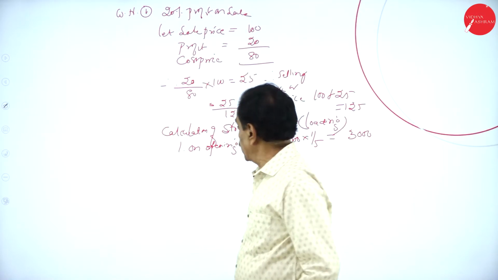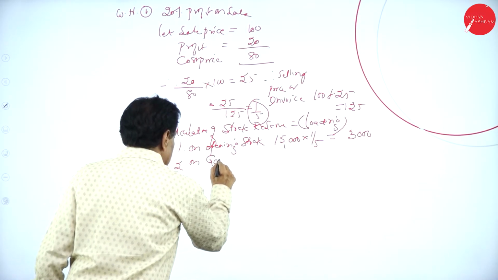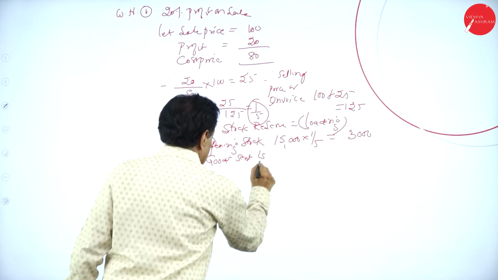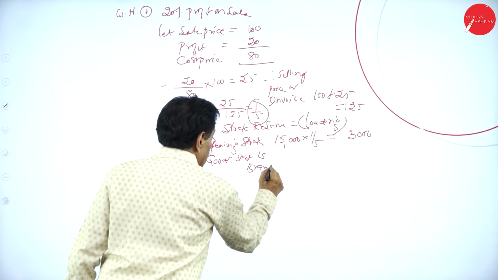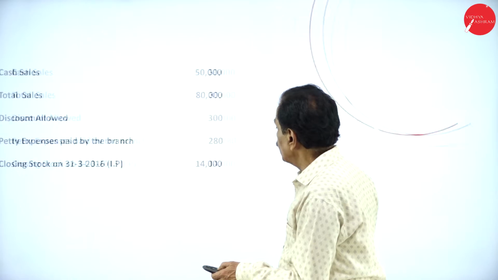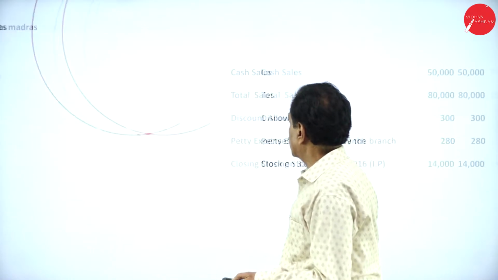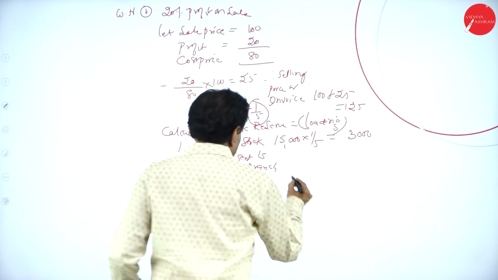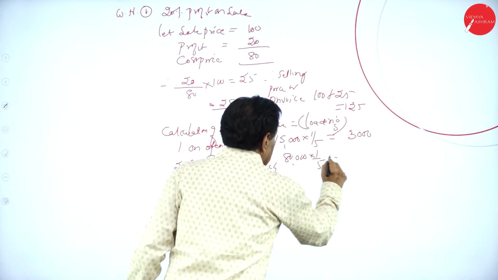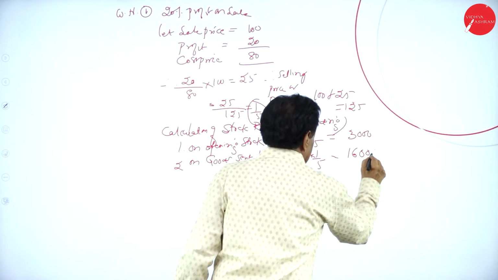So this is a profit. Number 2, on goods sent to branch. Goods sent to branch is under IP, invoice price. The profit should be removed here. What's the value of goods sent to branch? 80,000. 80,000 into 1 over 5. 5 ones are 5, 6, 16,000.